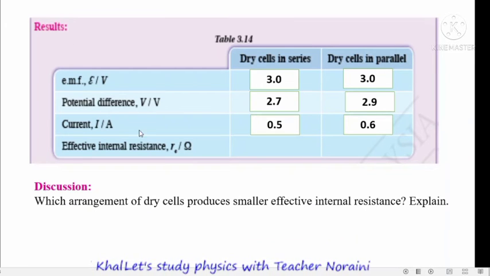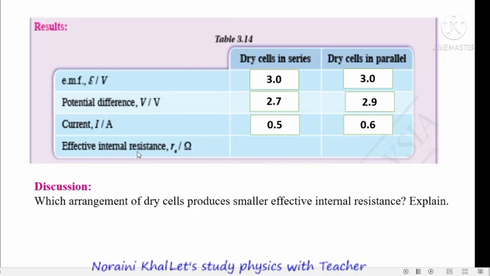Okay, result of this experiment: for dry cells in series, potential difference V equals 2.7, and current I equals 0.5 ampere. For dry cells in parallel, potential difference is 2.9 and current I is 0.6. Let's look at EMF. Why is the value of EMF for the first circuit 3 volt when the dry cells are in series? When dry cells are in parallel, we use 4 dry cells, but the reading is still the same, 3 volt. So this is something to do with the arrangement.